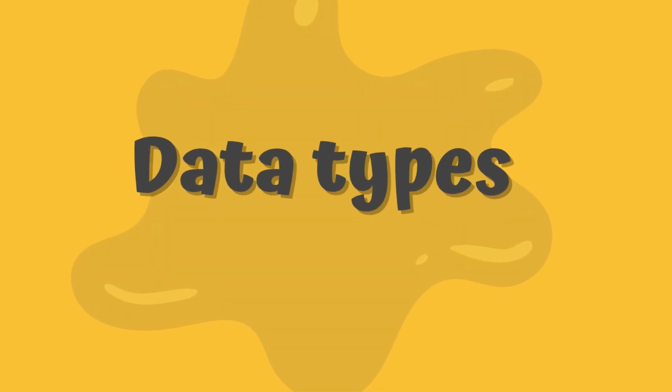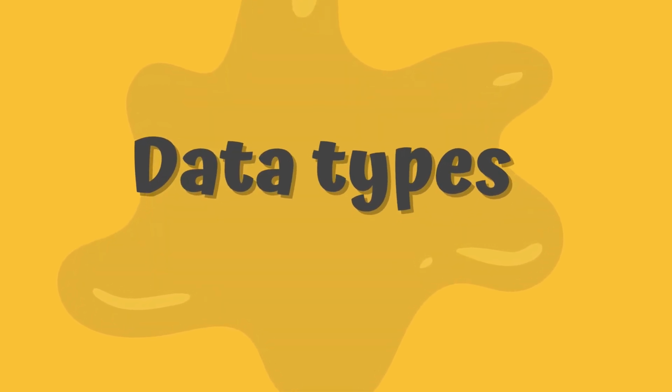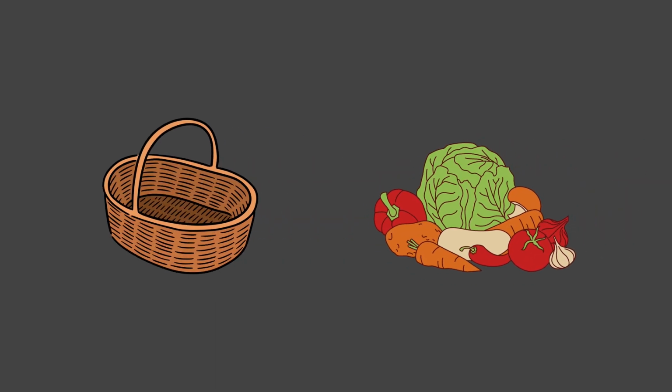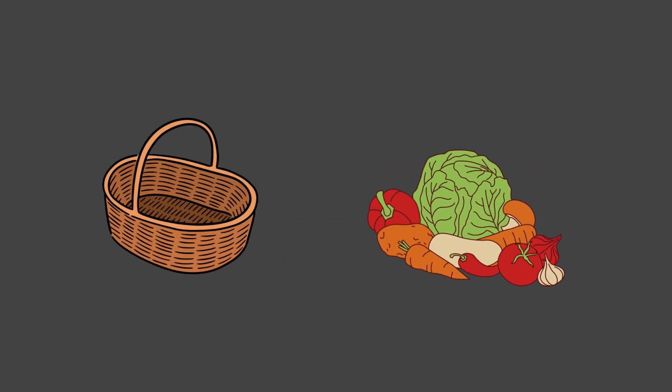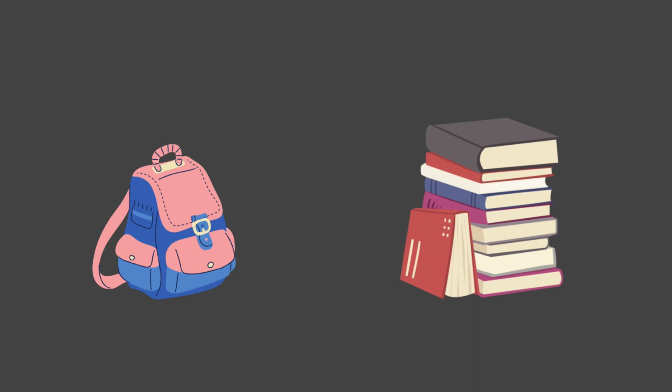In this video, we will discuss data types. To hold water, you can use a container like a glass. For storing vegetables, a basket can serve as a suitable container. When it comes to books, a bag works well as a storage container.